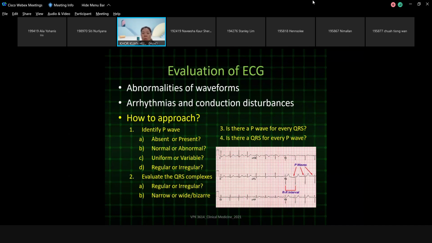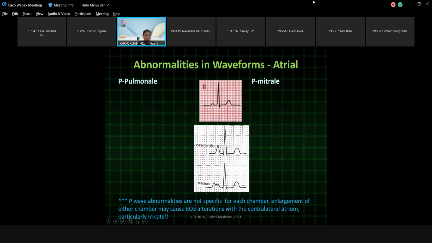Then you want to train your eyes to see, is there a P for every QRS, or is there a QRS for every P? Meaning they will always come together: P, QRS, P, QRS. Sometimes you just have P, P, P, then QRS. Or sometimes you just have QRS, QRS, QRS, with no P. Or sometimes you have P, QRS, then suddenly P, and then QRS suddenly enters. That's the second part of the lecture that we are going into, to look at arrhythmia and conduction disturbances. Okay, now let's move on.